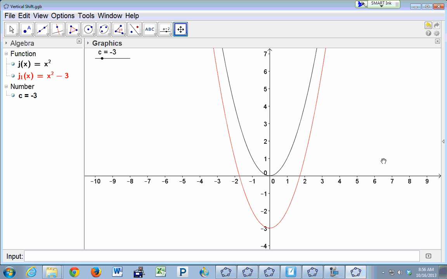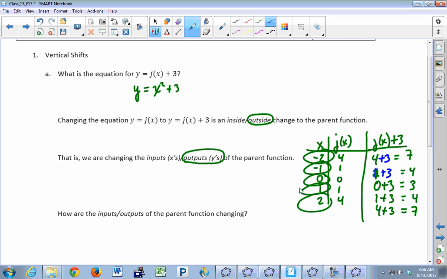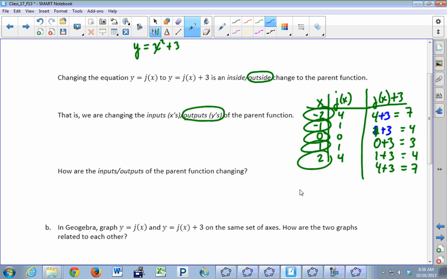So when you add and subtract a number from the original parent function, your graph shifts. Okay? So how are the outputs of the parent function changing? With our j of x plus 3, we have added 3 to all of our outputs, or your y values, right? Your y values. So let's see what happens now.